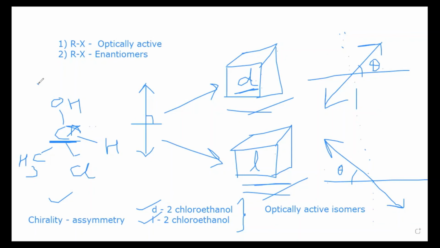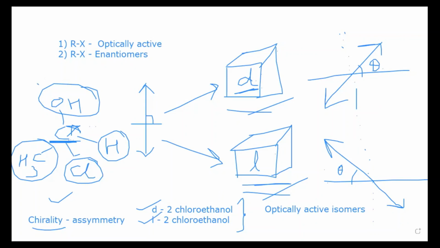If you have an organic compound where you have at least one carbon atom which is associated with completely 4 different groups, now you can see here the 4 different groups that this carbon is attached to are 1 hydrogen, 1 chlorine, 1 CH3, and 1 OH. That carbon atom will be known as chiral, and the concept of the carbon atom associating with 4 different groups is known as asymmetry. Let me just give you the basic definitions of asymmetry and chirality.